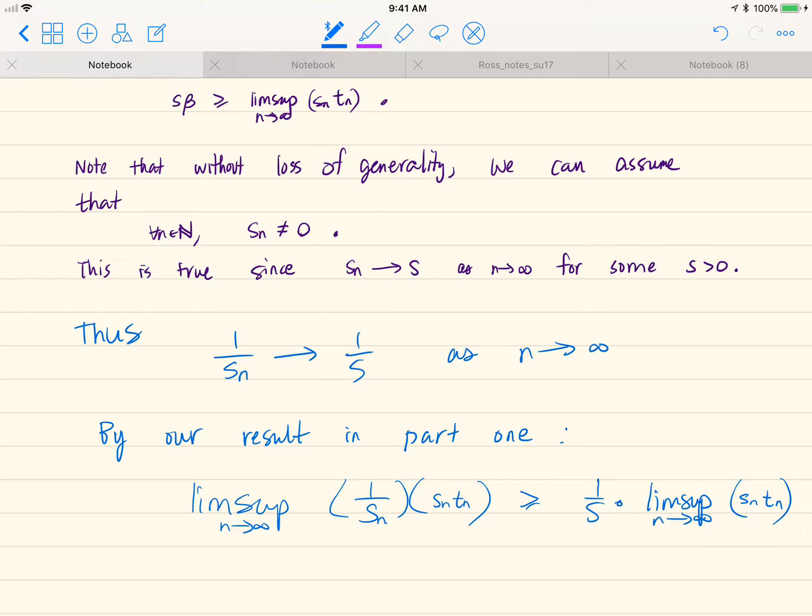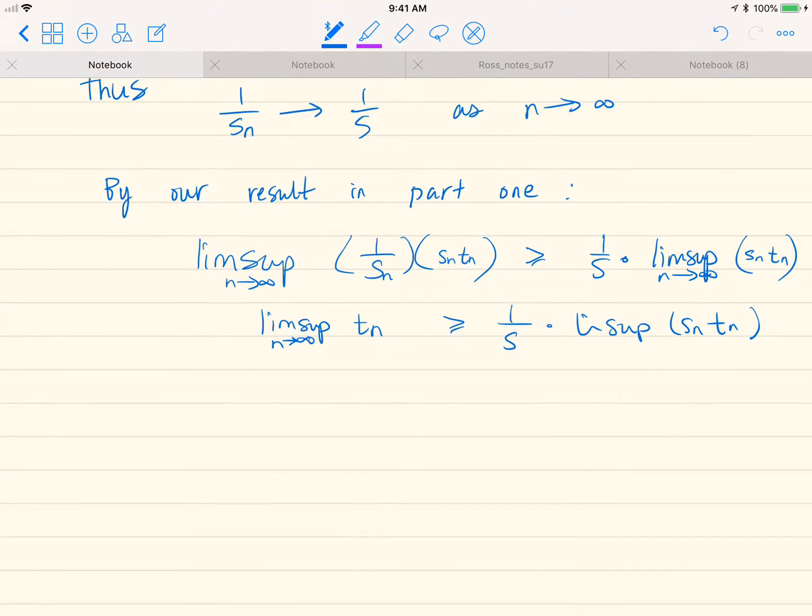Now the left-hand side of the inequality is equivalent to the limsup of Tn, and the right side of the inequality is 1 over S times the limsup of Sn Tn. So we just cross multiply, because the left-hand side is beta, and we get S times beta is greater than or equal to limsup Sn Tn. And that's what we wanted.